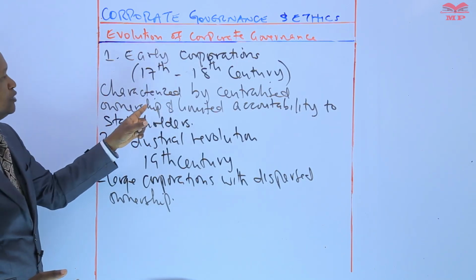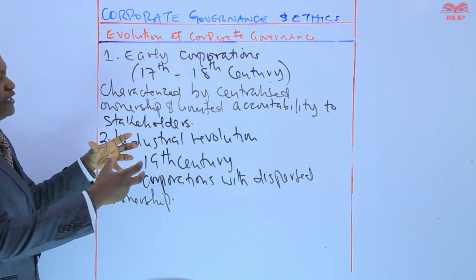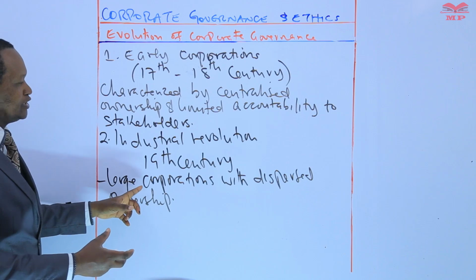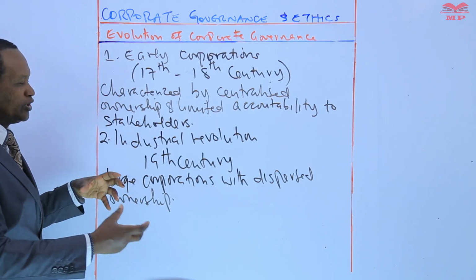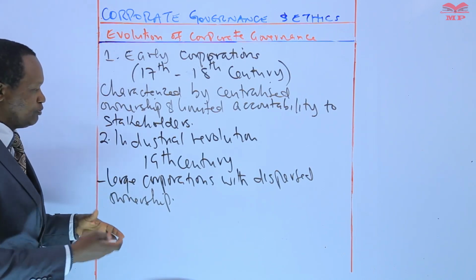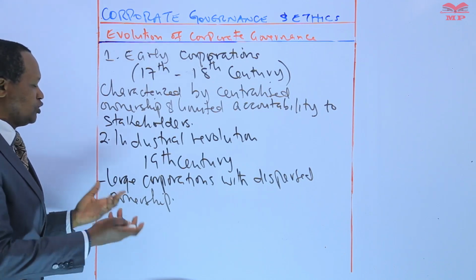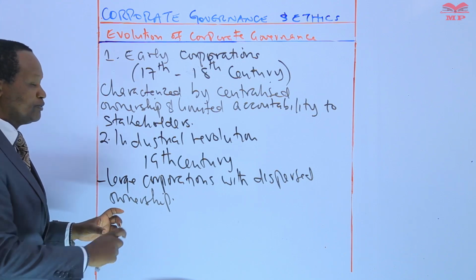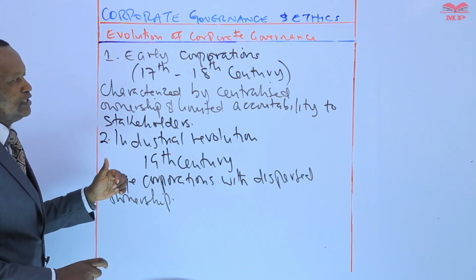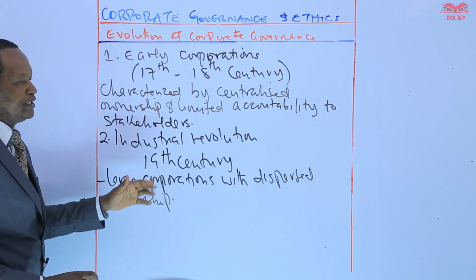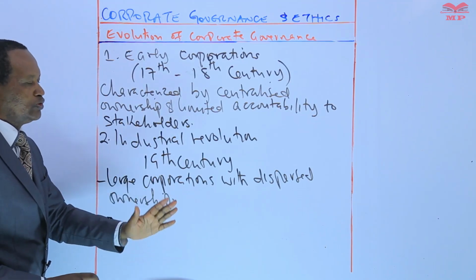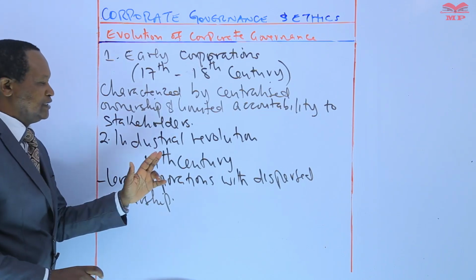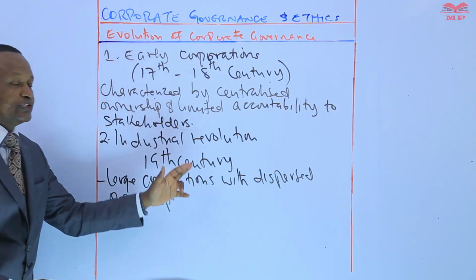So here ownership was centralized. It was in the hands of the owners. Management was in the hands of the owners. But with the large corporations, ownership and management were divorced. Those who managed were not necessarily the ones who owned. So there were dispersed ownership structures, such that the managers did not control the company. Ownership and control was separated in the 19th century with the Industrial Revolution.